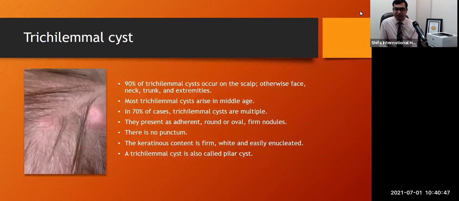The other one is pilar cysts, and you can see these are on the scalp. Otherwise, face and trunk, middle age, but young people as well.